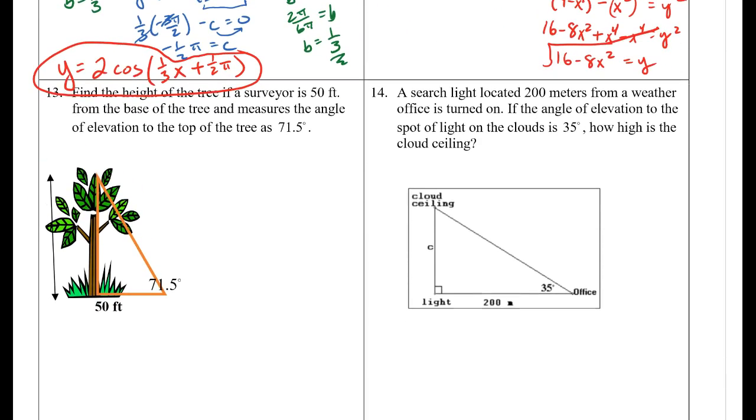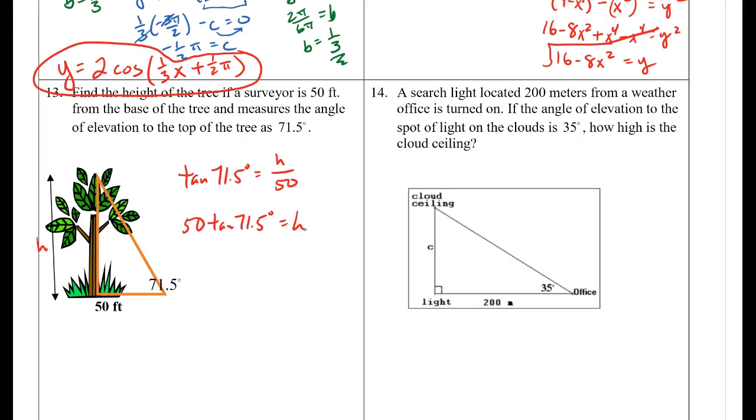13. Find the height of a tree if a surveyor is 50 feet from the base and measures the angle of elevation to the top of the tree as 71.5 degrees. So they give us a picture. They even drew the triangle for us. Height is going to be the opposite side. We already know the adjacent side, so we're just going to set up a tangent. So the tangent of 71.5 degrees is equal to h over 50. So 50 tangent of 71.5 degrees is equal to h.